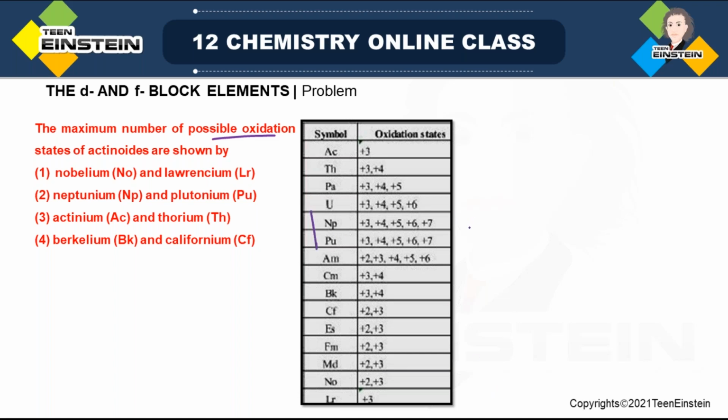Here these two elements are showing +7 oxidation state, right? That means maximum oxidation state is shown by these two. Fine. Np and Pu, that means neptunium and plutonium.